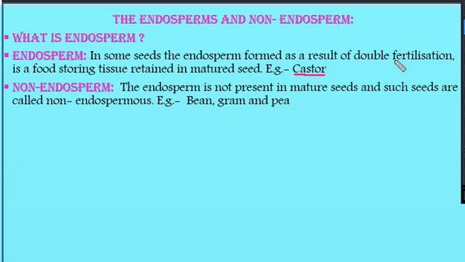Then what is the function of endosperm? It reserves a lot of food material and it nourishes the developing embryo. What are endospermic seeds? After development of the seed, if some amount of endosperm is retained as a food storing tissue, such seeds are known as endospermic seeds. Example, castor.